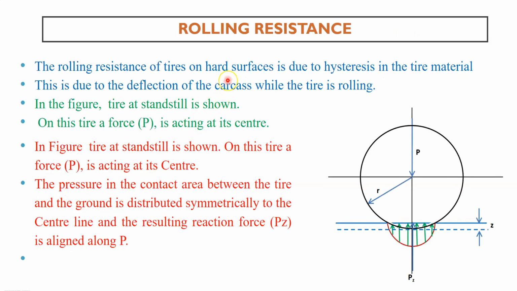First of all, rolling resistance. The rolling resistance of tires on a hard surface is due to hysteresis in the tire material. This is due to the deflection of the surface while the tire is rolling. Surface means the outer covering of the wheel. In the figure, the tire at standstill is shown, which means it is not moving.